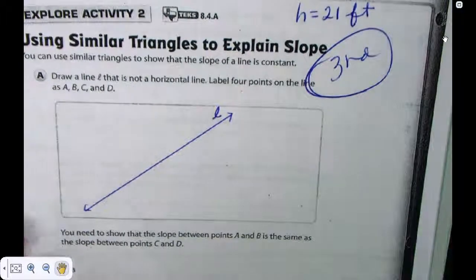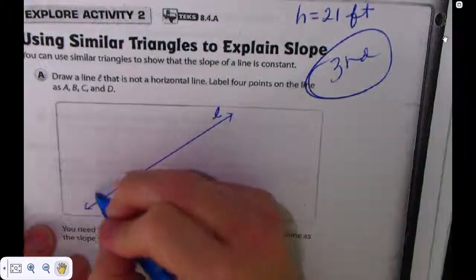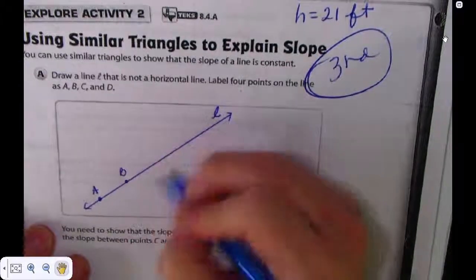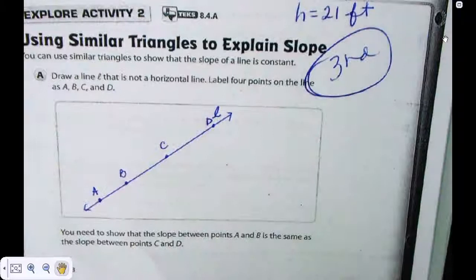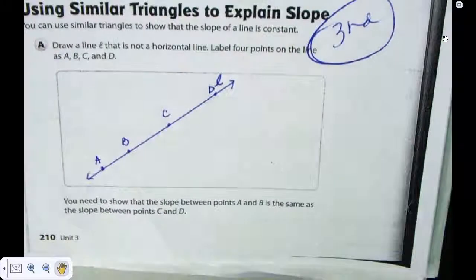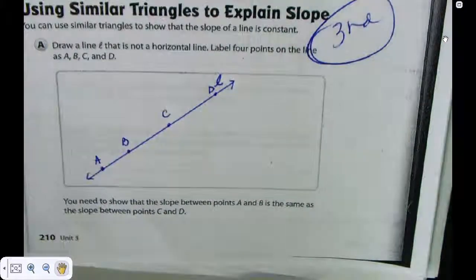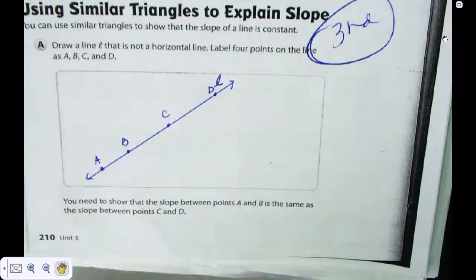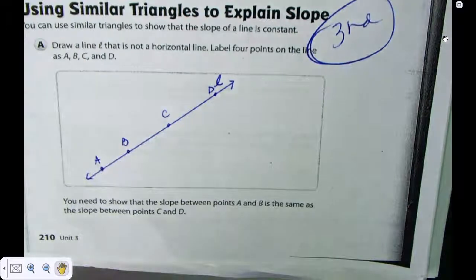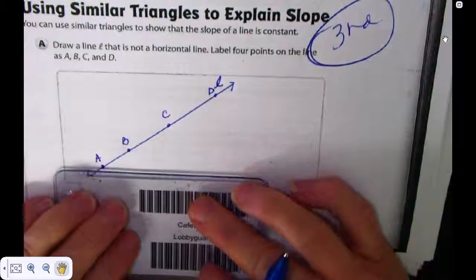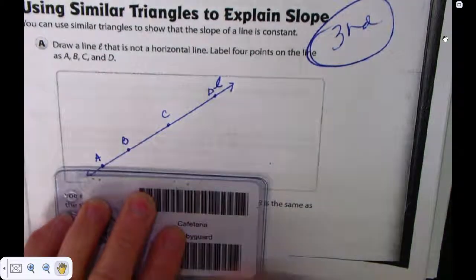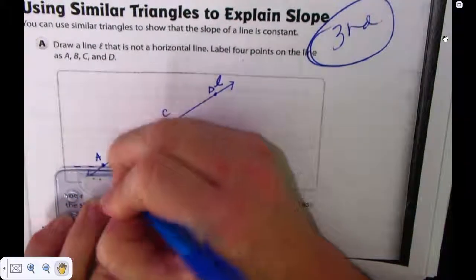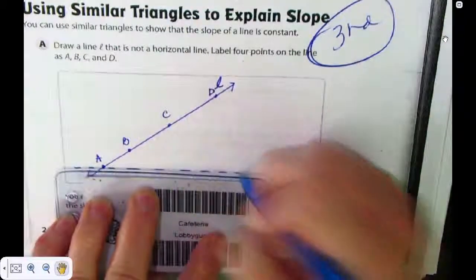Okay, it says put points A, B, C, D on it. Just put points A, B, C, D randomly on the line. Okay, now I need you to take your ID and try to make a horizontal line through point A and go all the way across and make it dashed. Horizontal line.